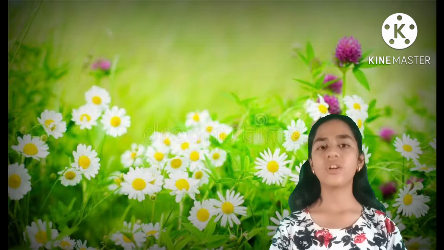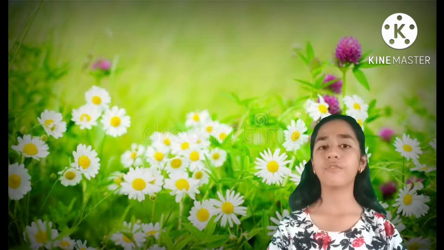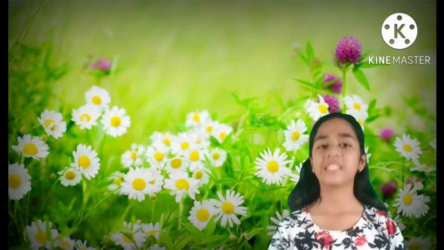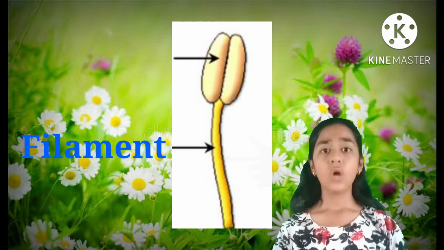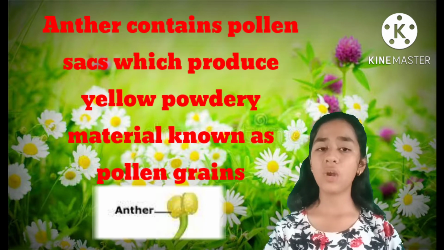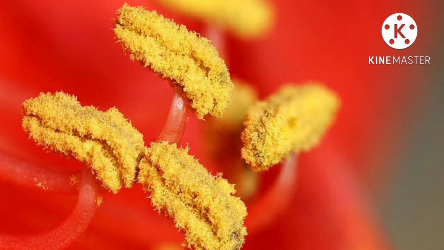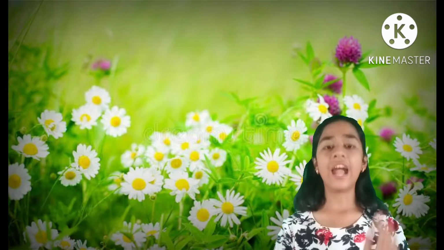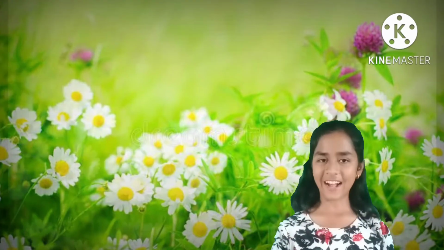Now, the third part of a flower is Androecium. Androecium is the third whorl of a flower, which is made up of stamens, and each stamen is made up of a thin thread-like filament which at its tip bears an anther. The anther contains pollen sacs which produce a yellow powdery material consisting of pollen grains. The pollen grains contain male gametes. Hence, the androecium is known as the male reproductive part of a flower.